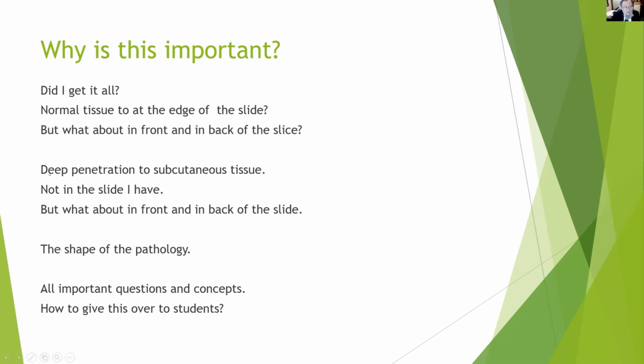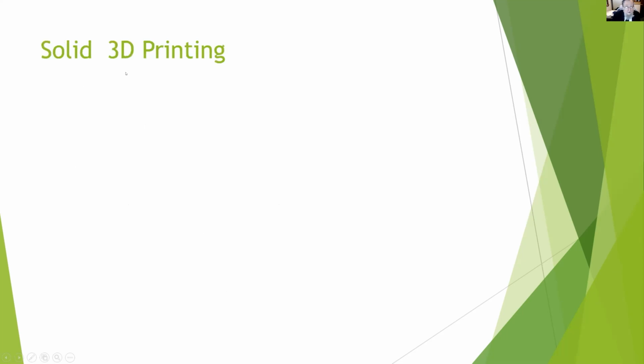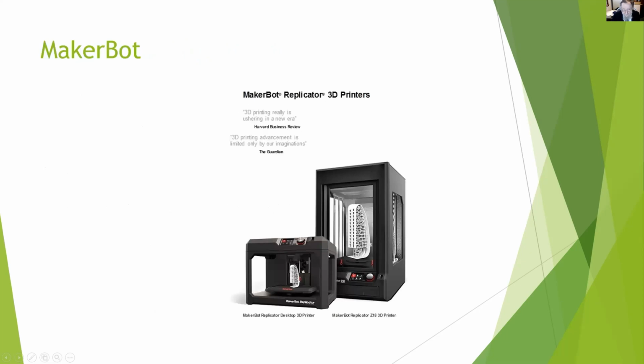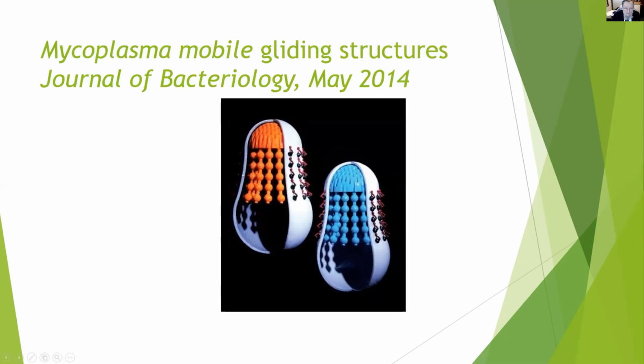Similar argument for various, let's say, melanomas. Depth of penetration is important and relevant. You may have deep penetration to the subcutaneous tissue, which means possibility of metastasis. You may not find it in the slide that you have in front of you, but what about in front and in back of the slide, and so on. And the overall shape of the pathology, where is it in its environment? And the question is, how do you give over these concepts to students? The goal is solid 3D printing. Now, we know 3D printing: you have basically layers of plastic, and you get a solid object. You can even use it in this kind of simplistic sense. It's clever and it makes a point for the paper, but it's limited in colors and limited in structural detail.